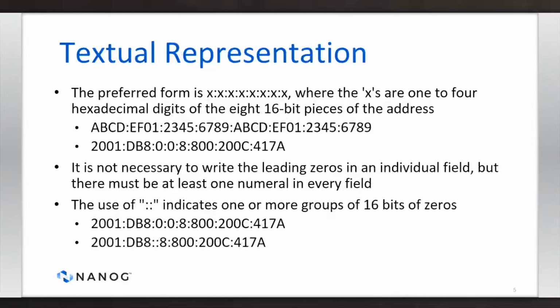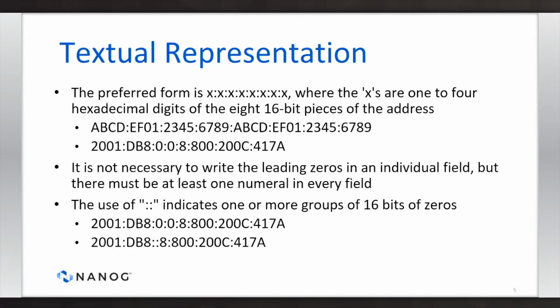Now, a 128-bit address is pretty intimidating. How do we write them down? How do we remember them? Well, the preferred format is in the first bullet point here. X:X:X:X:X:X:X:X, where each X is 1 to 4 hexadecimal digits, 8 16-bit pieces of the address. It's even hard to say that. So let's take a look at some examples.